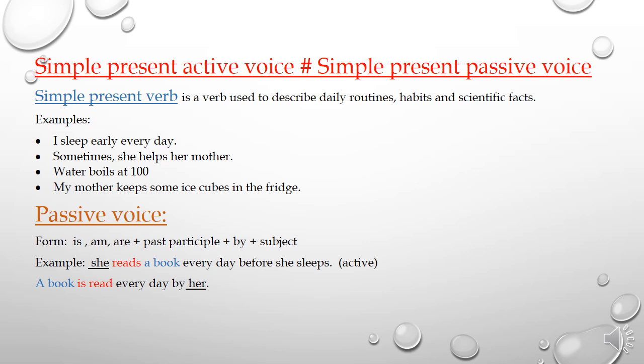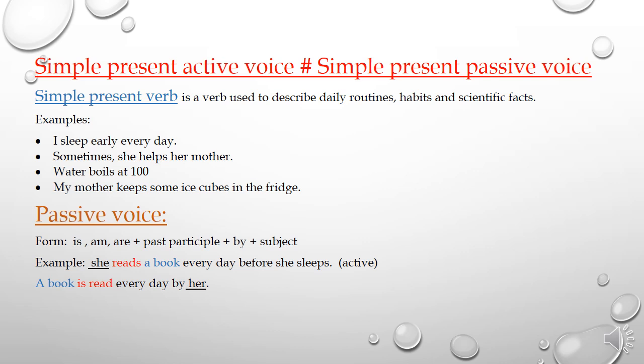Now, in any active sentence, we should have the following: subject, verb, and object. And sometimes we might need another object, but I will not go deeply into this. So again, an active sentence has a subject, verb, and object. Let's say, my mother keeps some ice cubes in the fridge. My mother is the subject, keeps is the verb, some ice cubes is the object.